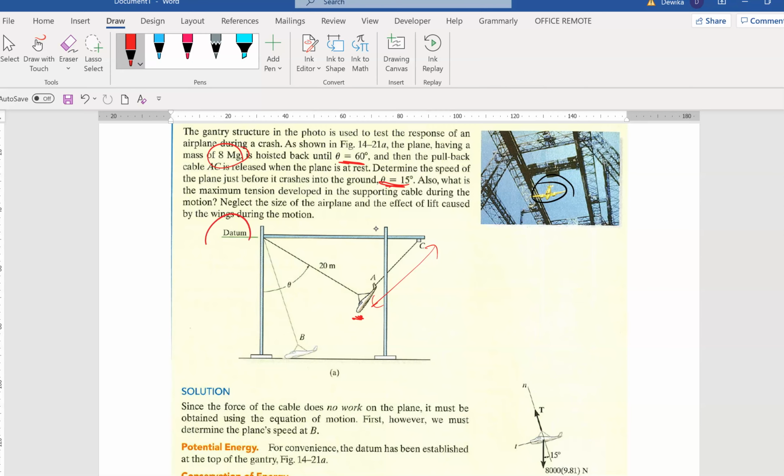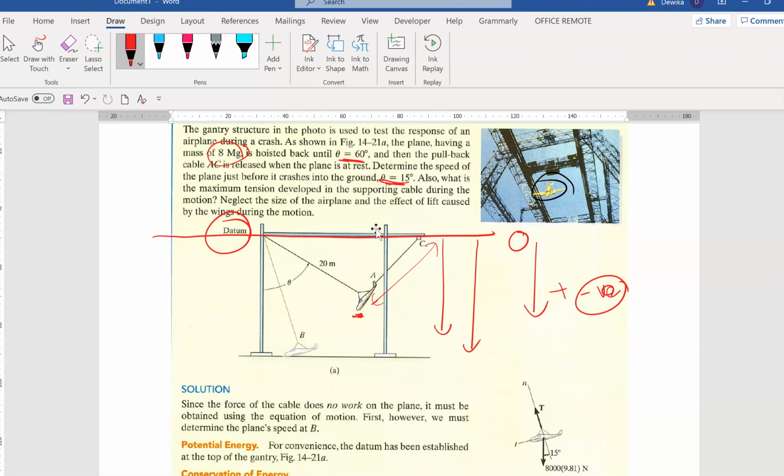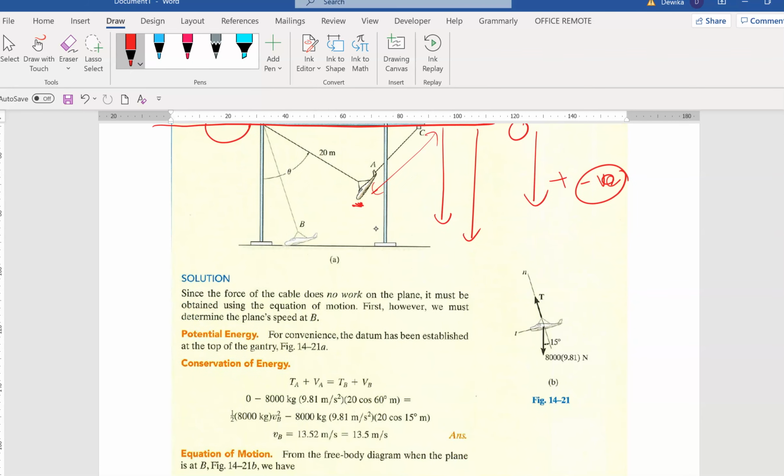Now, datum. What is datum? We always must set a datum. The datum is your reference point where this is the 0 point. Anything below, it depends on you whether you want to set it as positive or as negative. It depends on the question. I'm going to show you shortly. So from here, you have scenario A and then scenario B.